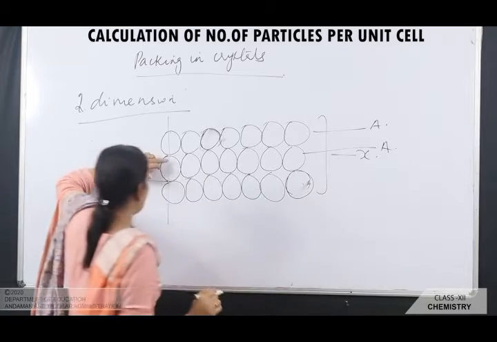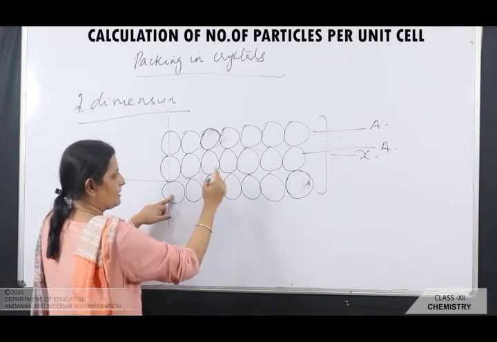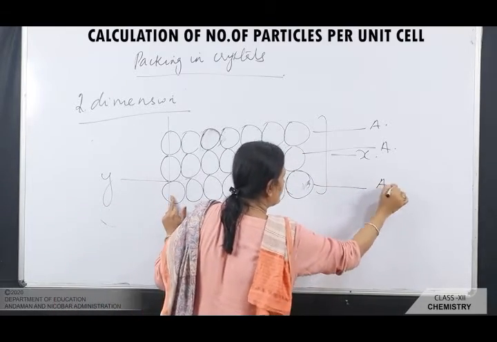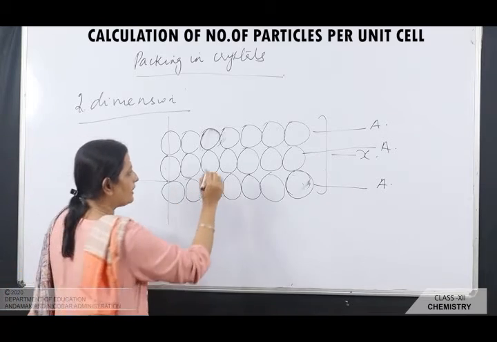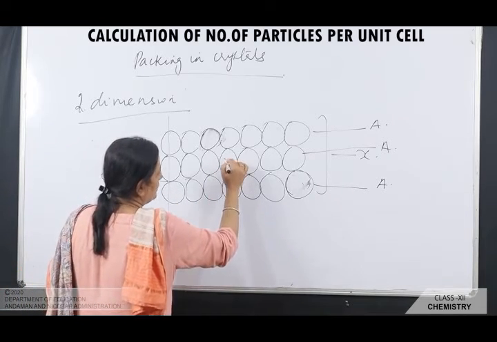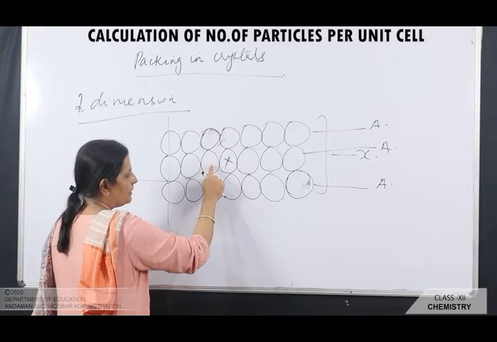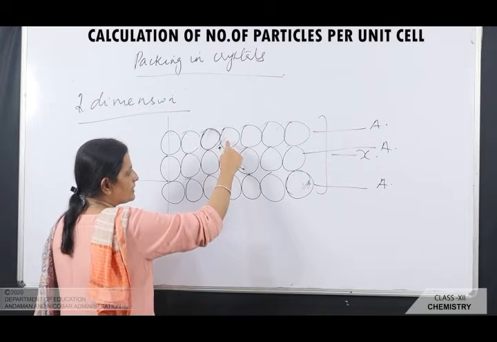Then the third layer again is arranged just below the second layer. So that is also identical to the second layer, so that also I am going to call A. So one below the other I have arranged. Now I am just going to take a particular sphere here. I am going to take this sphere. Now this sphere is in contact with how many spheres you see? Here 1, 2, 3, 4. So how many spheres are touching?